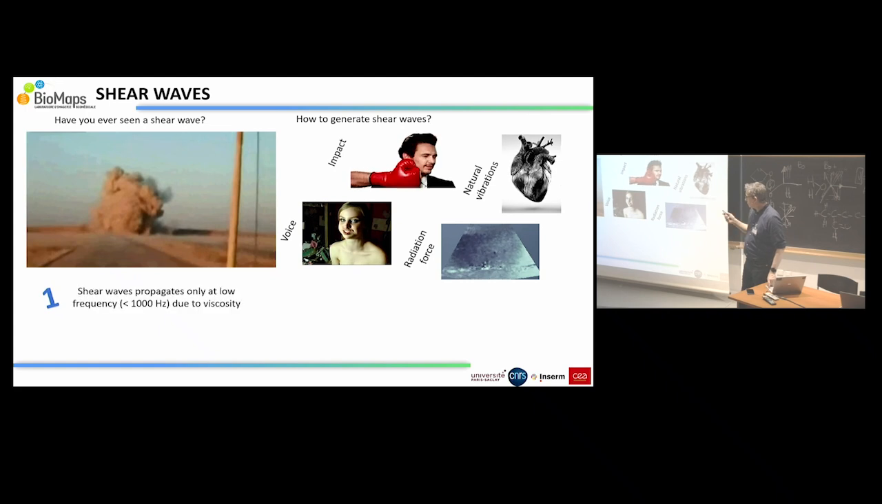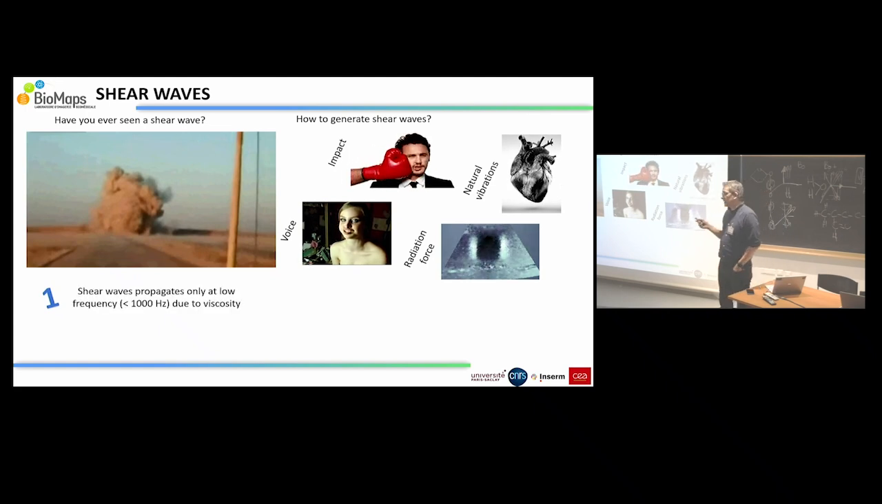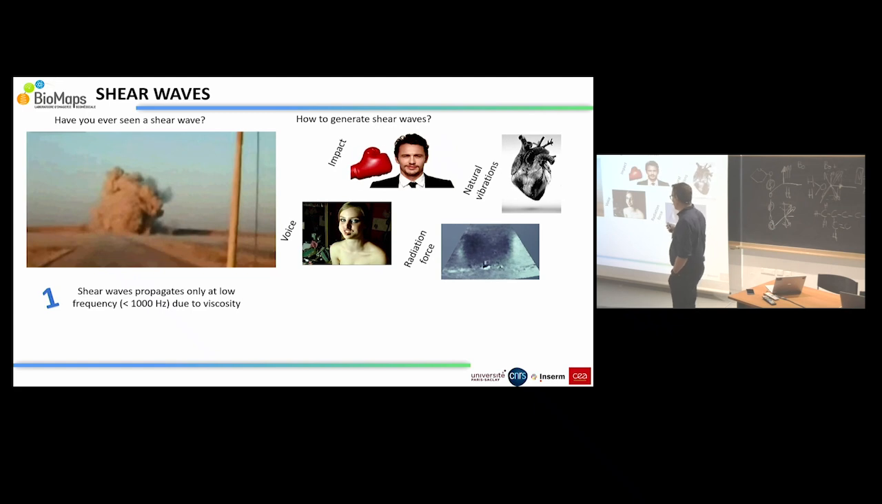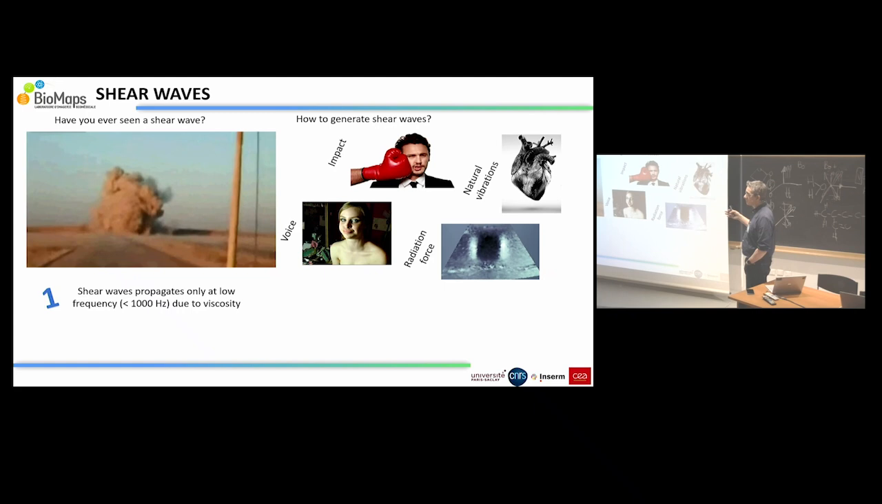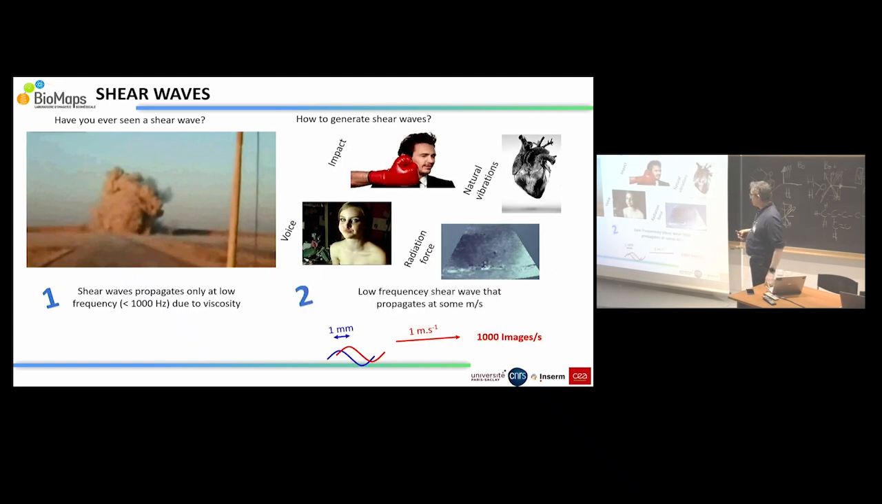So, 2 things to know. Shear wave propagates at only low frequency in soft tissue because the viscosity of tissue is very high. So higher than 1 kilohertz, it's very difficult to have shear waves. And secondly, shear waves propagate at some meters per second. So if you want to follow them with a resolution of about 1 millimeter, you must have 1,000 images per second in order to follow them. So you see here that classical echography, the classical ultrasound imaging at 50 frames per second, is not fast enough.